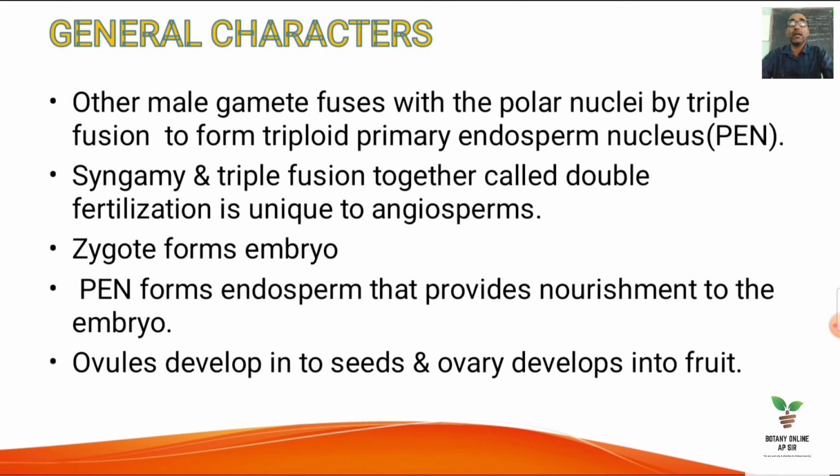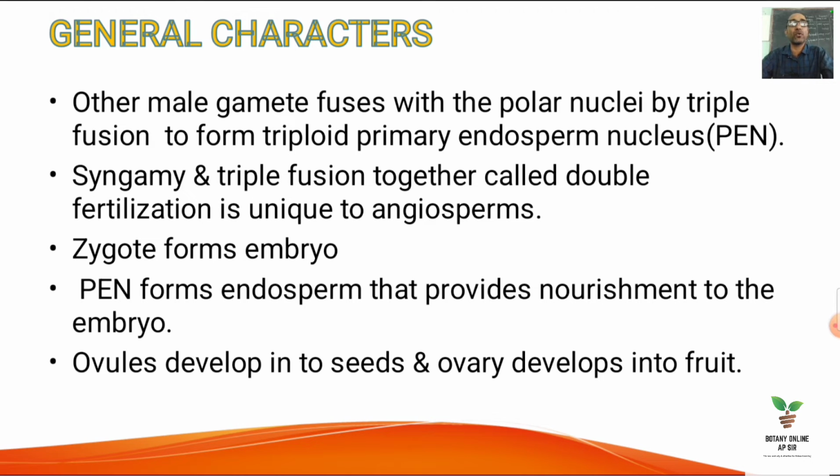Now the second male gamete fuses with the polar nuclei. There is the presence of polar nuclei, which are otherwise known as the secondary nucleus. That is, the polar nuclei fuse with the second male gamete to form a triploid primary endosperm nucleus. So in a gist, we can say that out of the two male gametes, one male gamete fuses with the egg and the other male gamete fuses with the polar nuclei to form a primary endosperm nucleus. Got it?